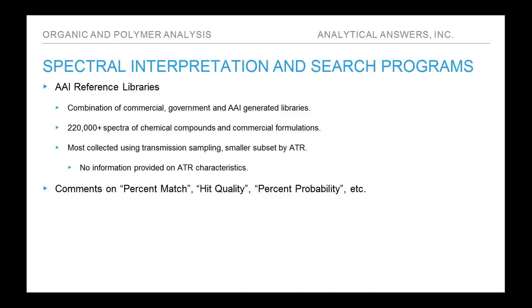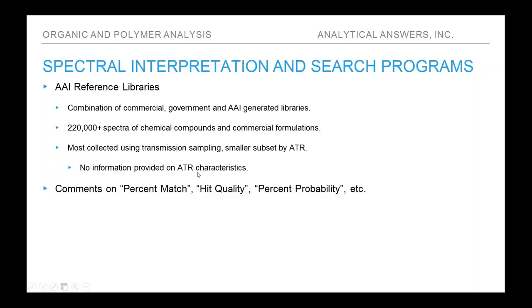We do have a fairly extensive library, or set of libraries I would say, a combination of both commercial libraries that we've bought from public companies, government libraries, mainly EPA libraries, and libraries we generated in-house here, where we have now well over 220,000 spectra of different chemical compounds and commercial formulations. Most of these were collected using transmission sampling. We do have a smaller subset of libraries that were collected by ATR sampling.